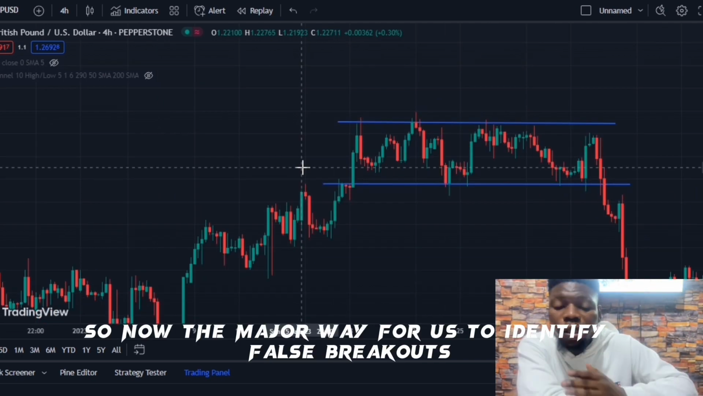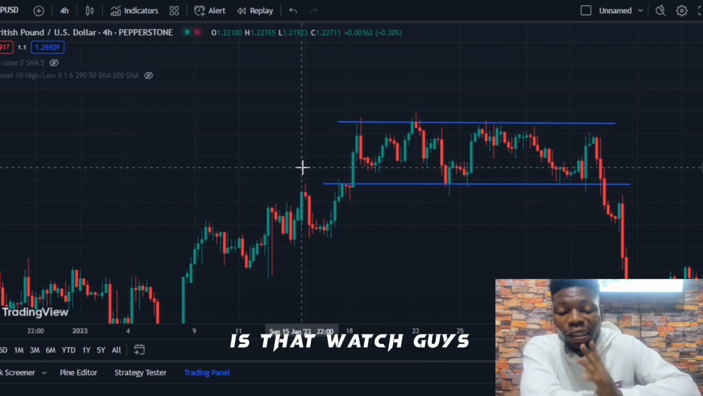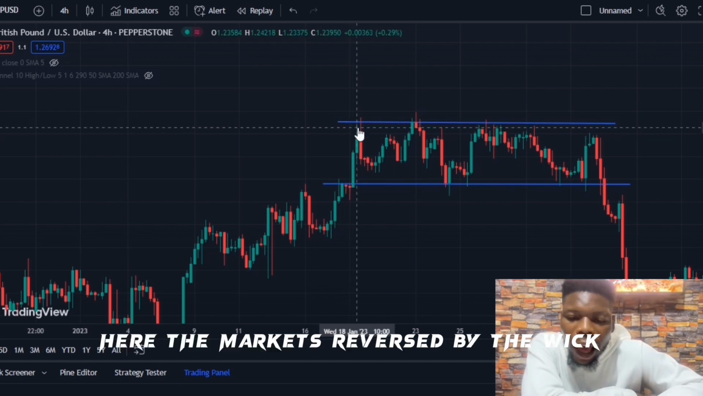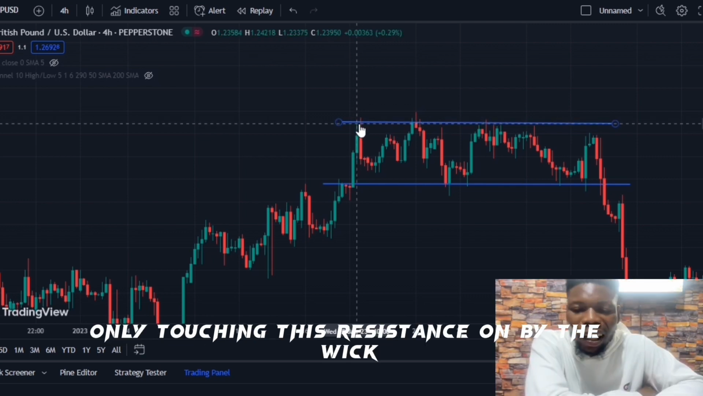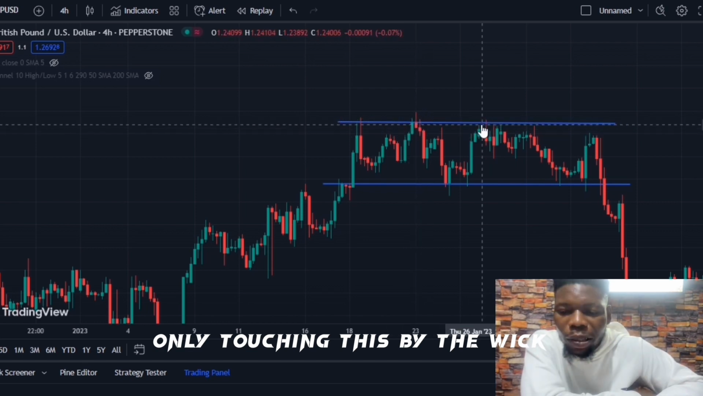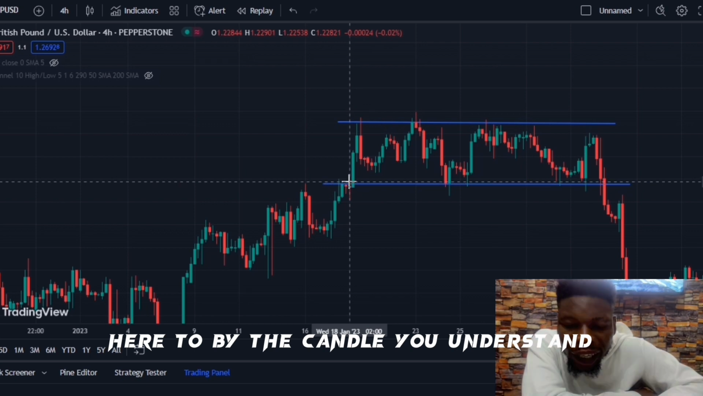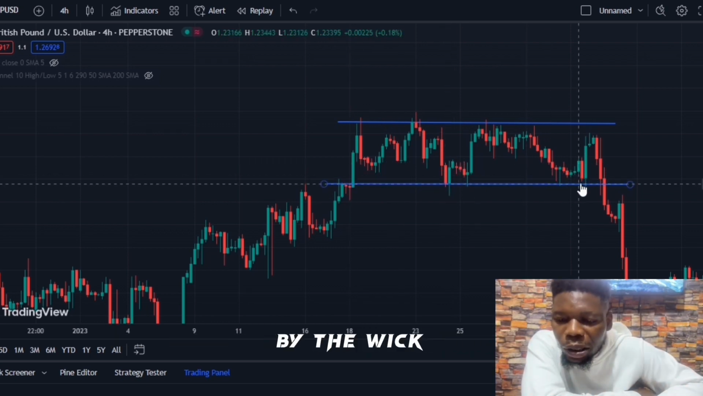So now the major way for us to identify false breakouts is this. Watch, guys. If you can see here, the market reversed with the wick only touching this resistance zone, the wick only touching this, here too. Understand? Only touching by the candle, by the wick.